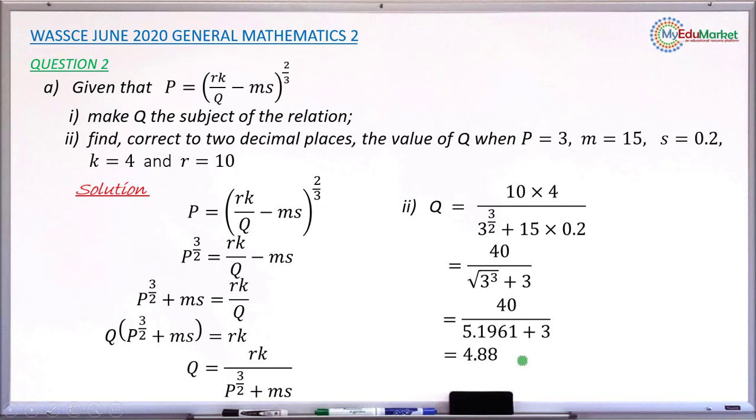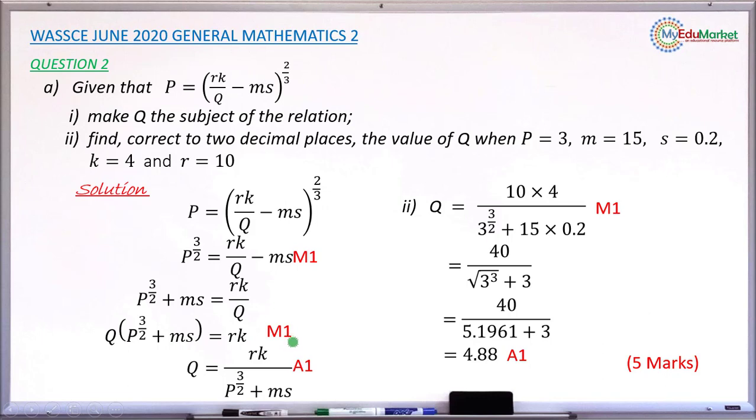Let me quickly share the mark distribution for this question as it is in the marking scheme. The very first mark is a method 1 mark, for attempting to make Q the subject of the formula, by first clearing the power 2 over 3 by taking power 3 over 2 to both sides. The next mark is for cross multiplying, still in an attempt to make Q the subject: when you cross multiply and have Q into P raised to the power 3 over 2 plus MS equals RK, you have this method 1 mark.